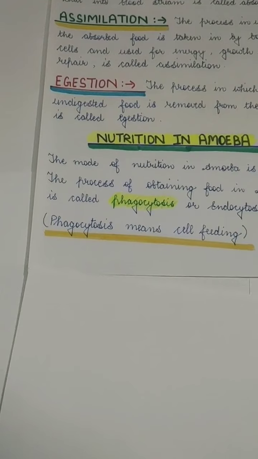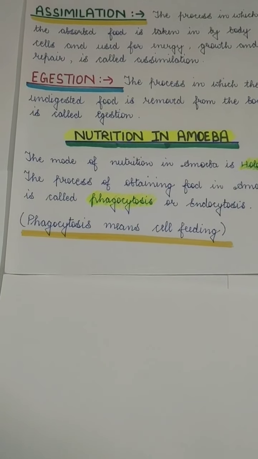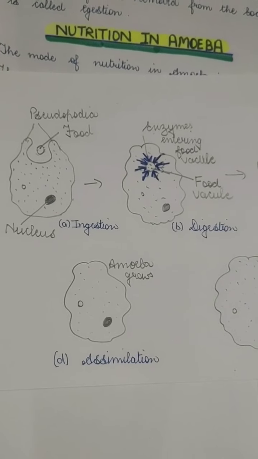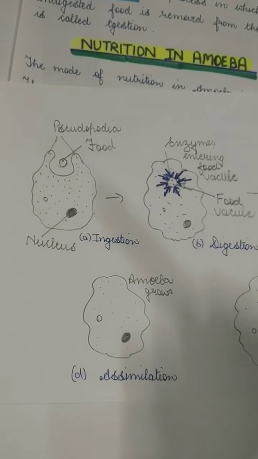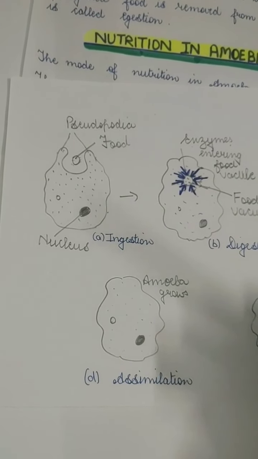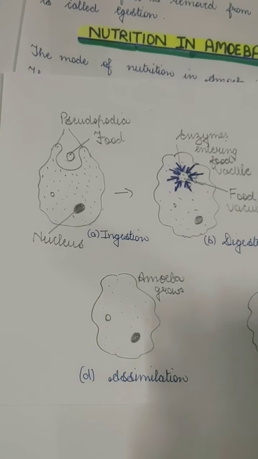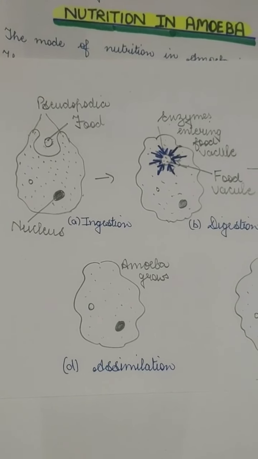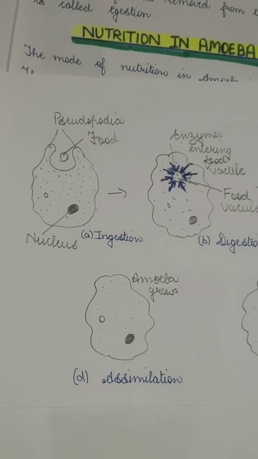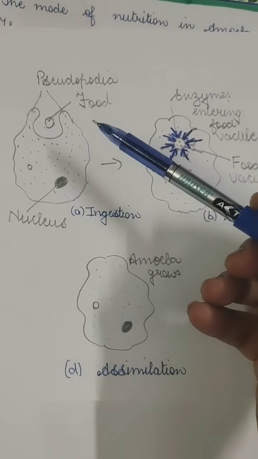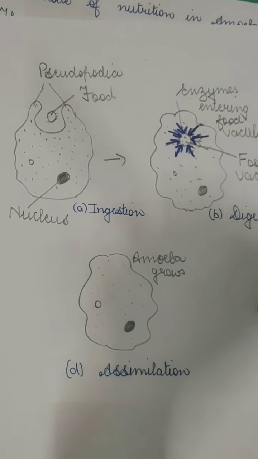Since amoeba is a single cellular organism, I will be explaining the mode of nutrition in amoeba with this simple diagram. We all know that amoeba does not have any fixed shape or fixed size, and amoeba also does not have any mouth to ingest the food. So amoeba ingests its food with the help of pseudopodia. Now what is pseudopodia? Pseudo means false and podia means leg.